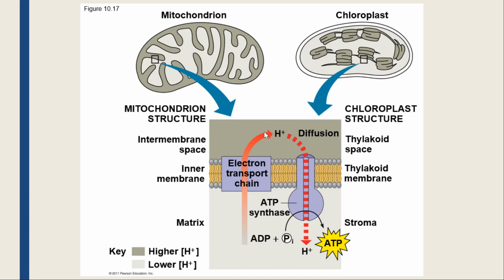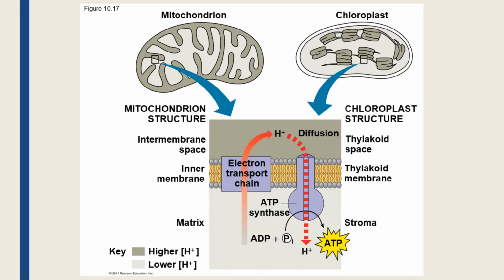Both of them are creating a hydrogen ion gradient. As the electrons move down the electron transport chain, hydrogen ions are pumped into the inner membrane space of the mitochondria and inside the thylakoid, that small space inside the thylakoid. Those teeny tiny spaces are going to build up the hydrogen ion concentration, and the ions are going to want to go back to the stroma or the matrix of the mitochondria, from high concentration to low concentration.